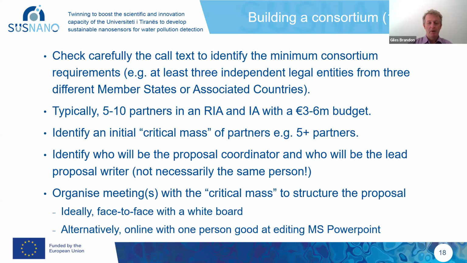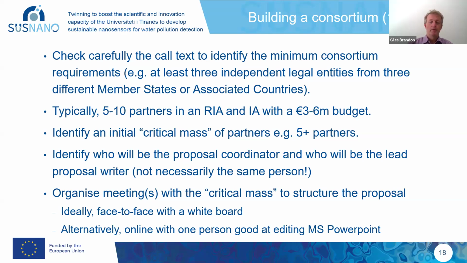But if you're dealing with, say, a research and innovation action or innovation action with a budget of 3 to 6 million euros, really don't be surprised to have a consortium of, at the very, very minimum, 5 partners, but quite often 10, maybe even more partners.